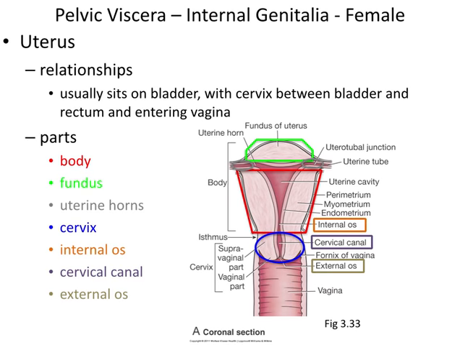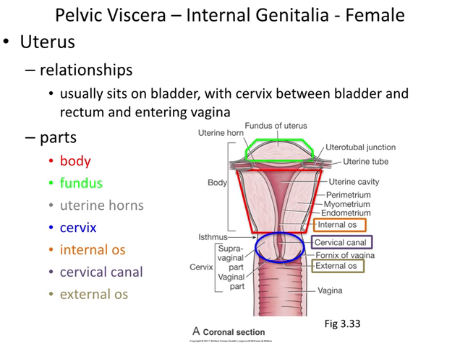Uterus. Different parts of the uterus are highlighted by the different colors. In green, the fundus of the uterus. Then in red, the body of the uterus. And within the body of the uterus, you have the uterine cavity. The uterine horns is where the uterine tubes are entering the uterus itself, and those are highlighted by gray. And then finally, highlighted by the blue circles, is the cervix.